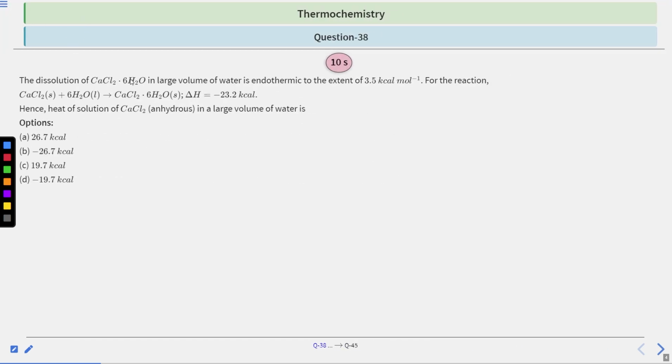The dissolution of CaCl2.6H2O in a large volume of water is endothermic to the extent of 3.5 kilocalorie per mole. For the reaction, CaCl2 plus 6H2O gives CaCl2.6H2O, delta H is minus 23.2 kilocalorie. Hence, the heat of solution of anhydrous CaCl2 in a large volume of water is. So, options are 26.7 kilocalorie, minus 26.7 kilocalorie, 19.7 kilocalorie, or minus 19.7 kilocalorie. So, you have 10 seconds to solve this question. After that, we will see the answer.